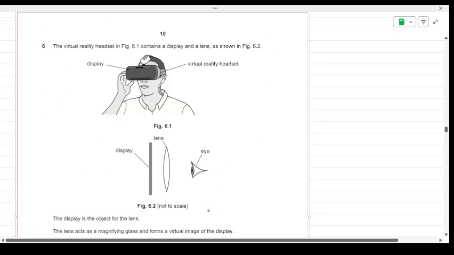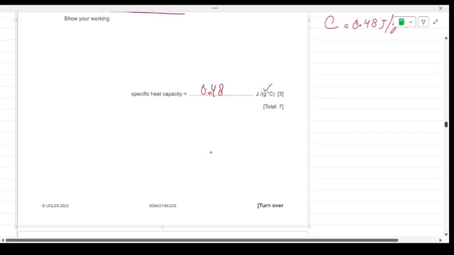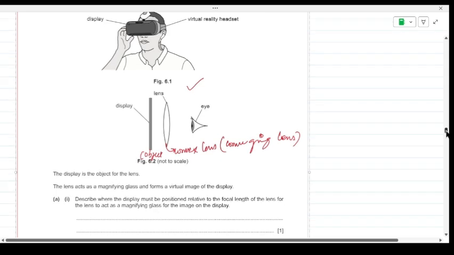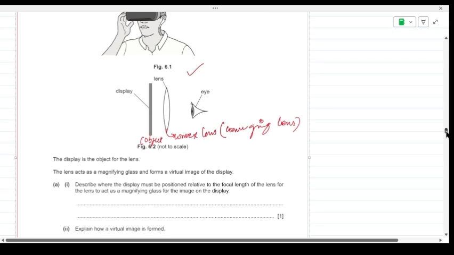The headset has a lens as shown in the figure. So we have a figure here which shows our display, which is an object, and a convex lens, which is a converging lens. The display is the object of the lens. The lens acts as a magnifying glass and forms a virtual image of the display.